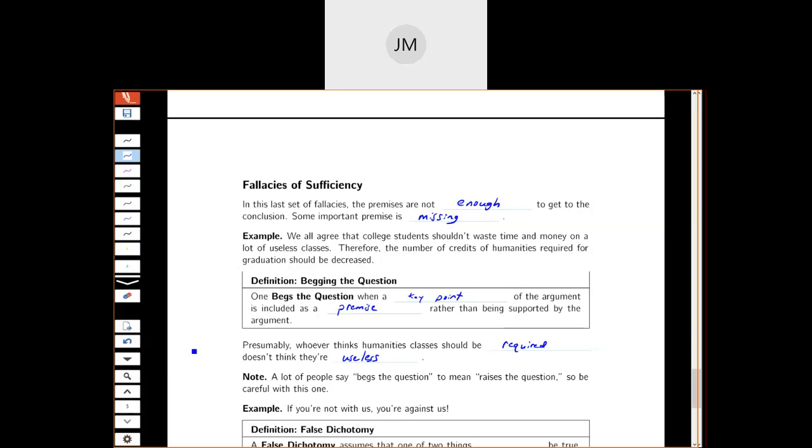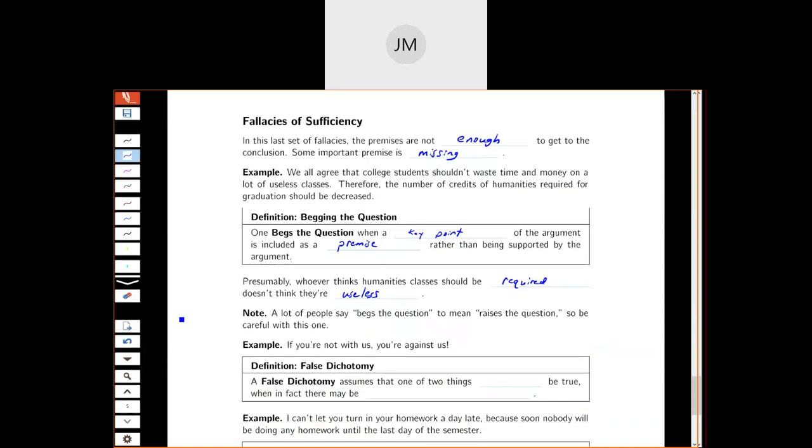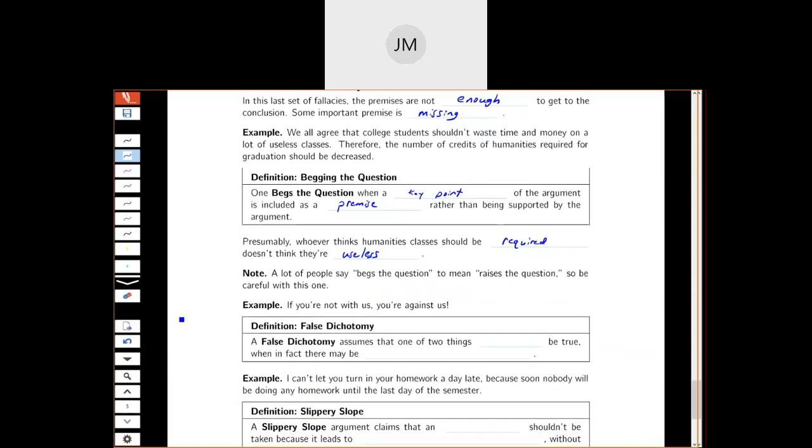Okay, so if I made the argument, we all agree that college students shouldn't waste a lot of time and money on a lot of useless classes, also humanities classes are useless, therefore the number of credits for humanities for graduation requirement should be decreased. Then that would be better reasoning, because if you agree with both of my premises, then the conclusion should follow. Okay, all right, but we're sort of missing that key point.